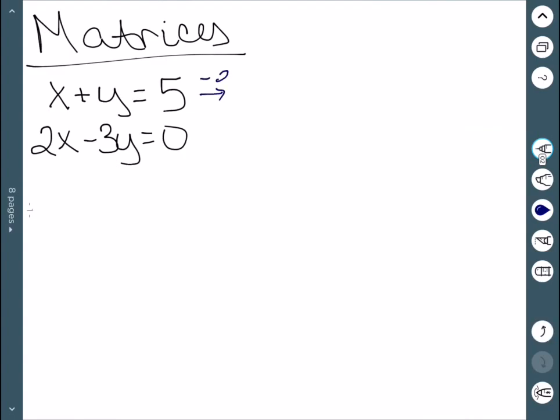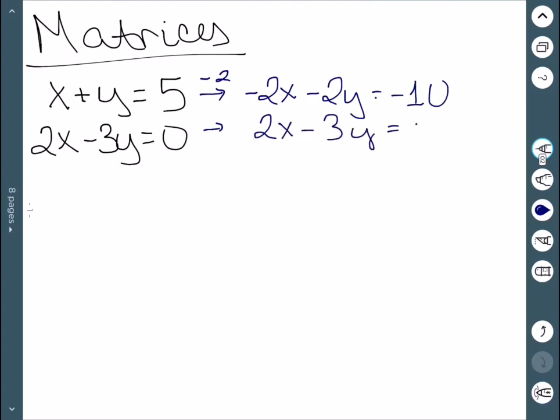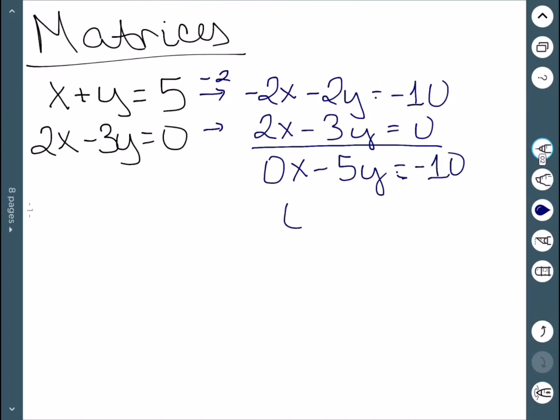If you learned how to solve equations before, you may want to start by multiplying the first equation by -2. And then we can add these. This gives us 0x minus 5y is equal to -10. Your next thought may be to divide by -5 to get 0x plus y equals 2.